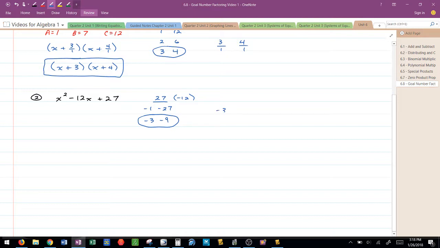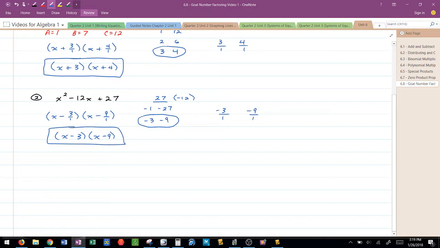Take each of those factors and divide by a. A was 1. So I have negative 3 divided by 1, negative 9 divided by 1. Write it as x minus 3 over 1, x minus 9 over 1, and then simplify both fractions: x minus 3, x minus 9.